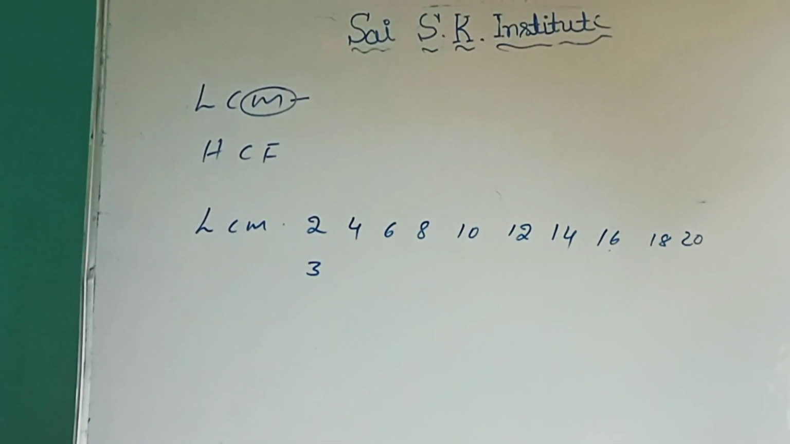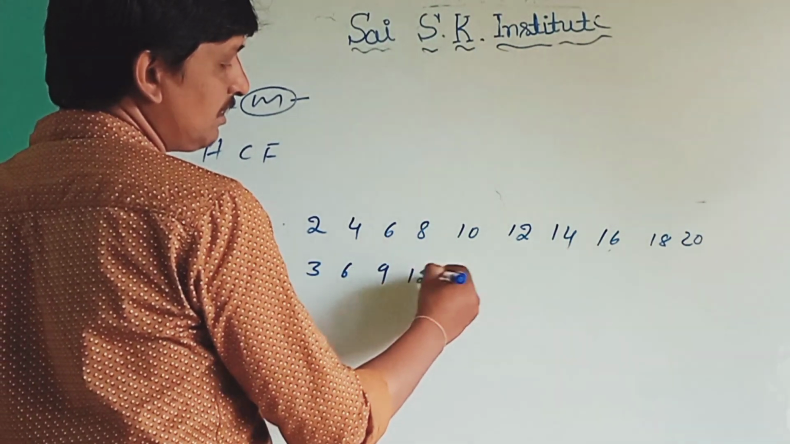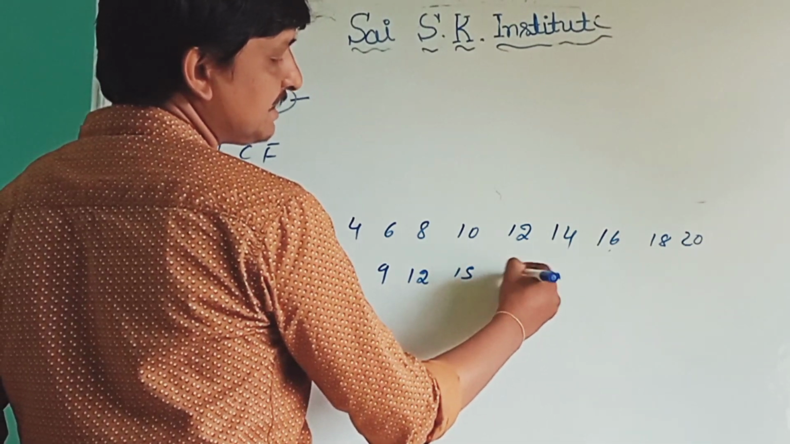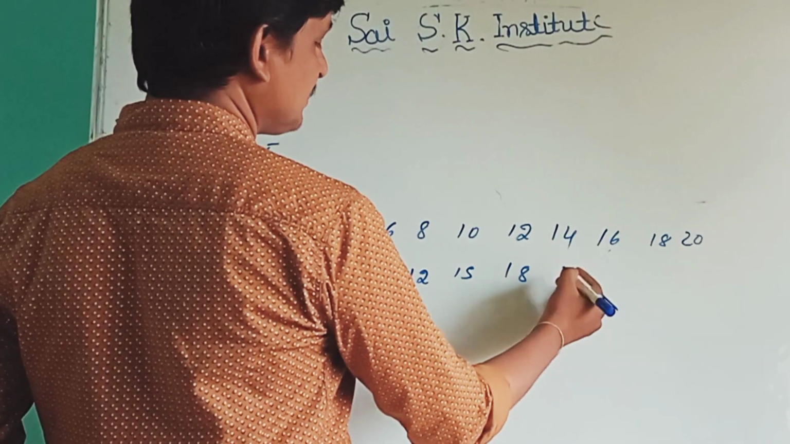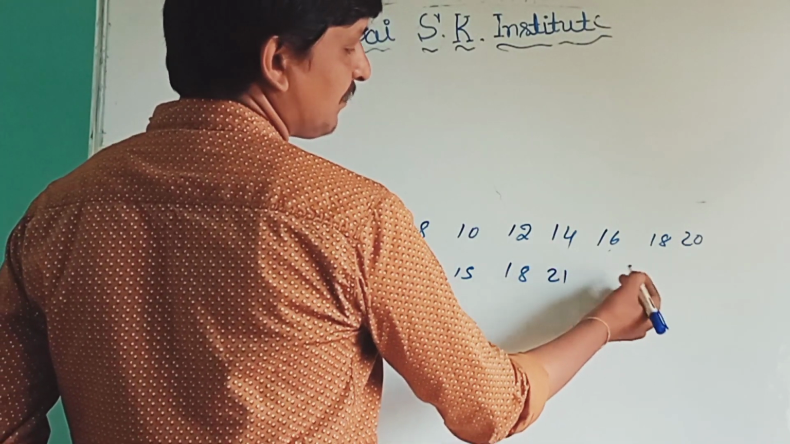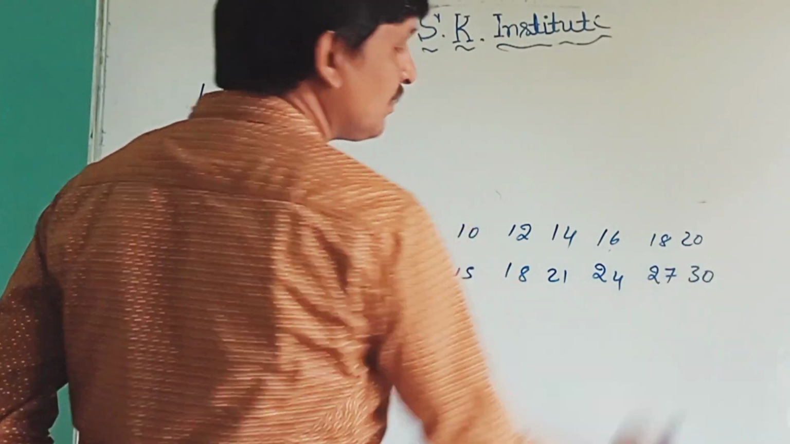And the multiples of 3: 3 ones are 3, 3 twos are 6, 3 threes are 9, 3 fours are 12, 3 fives are 15, 3 sixes are 18, 3 sevens are 21, 3 eights are 24, 3 nines are 27, 3 tens are 30.